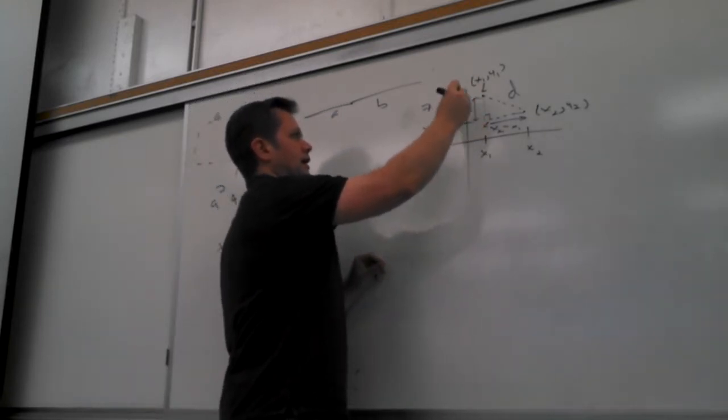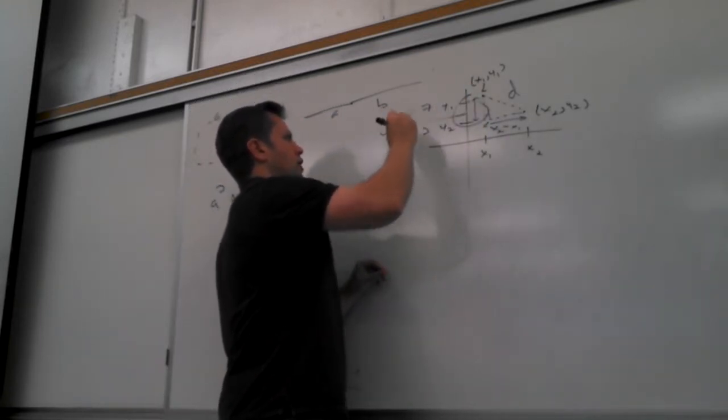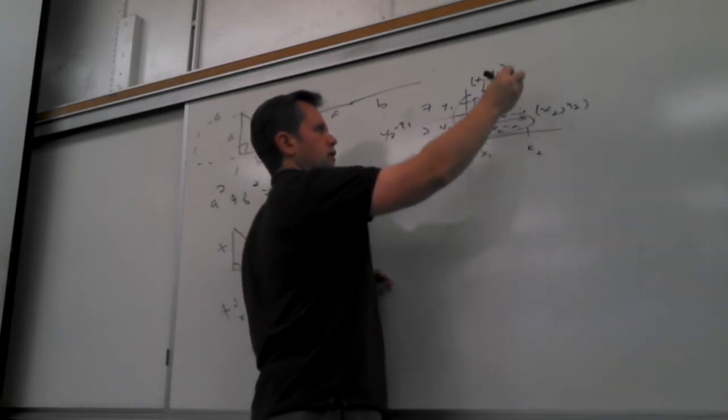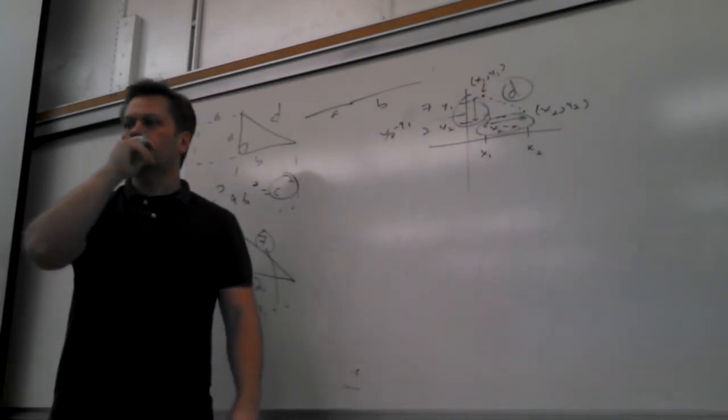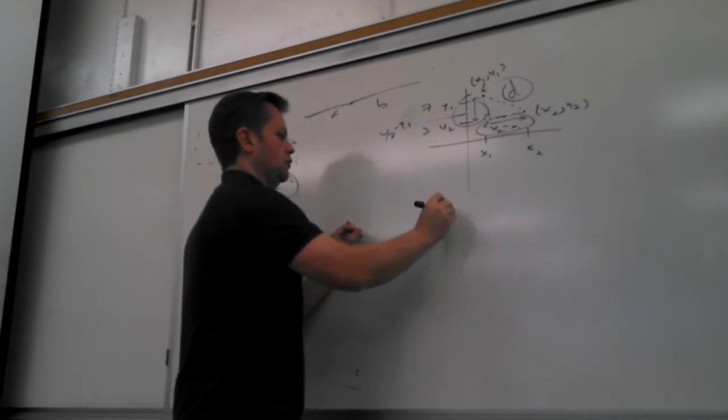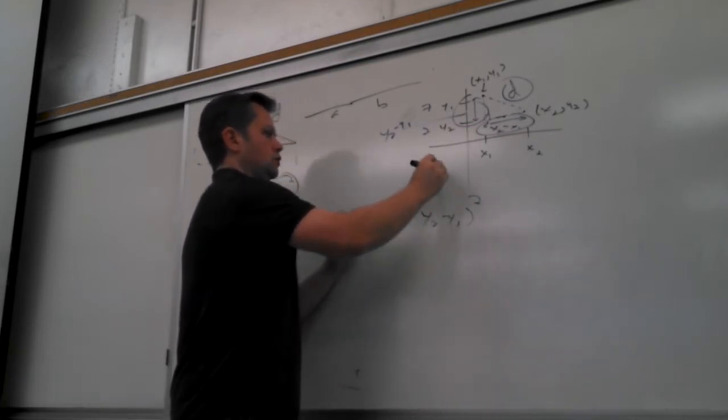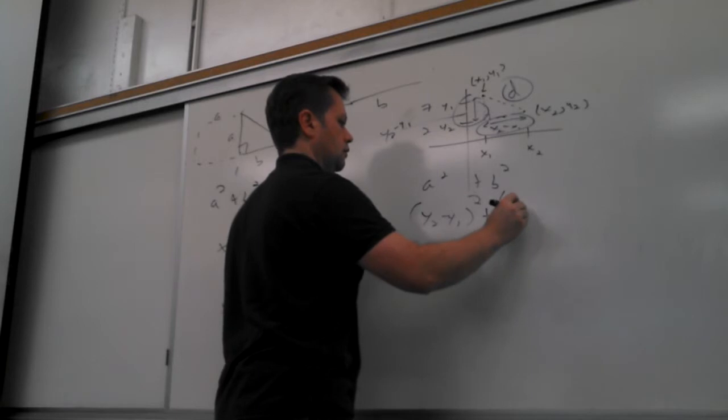Side A is y2 minus y1. Side B is x2 minus x1. And side C I'm calling d. So what does the formula look like? It would be y2 minus y1 squared, right? A squared plus b squared.